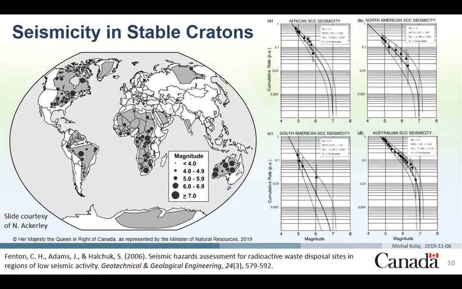Because if we were only to use the seismicity in Canada, we don't have a large history to be able to look at, to be able to determine how often these earthquakes occur. And on the right is just a couple of magnitude recurrence curves. I'll have a couple of those in the presentation.